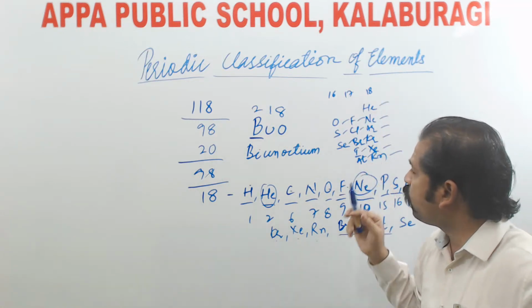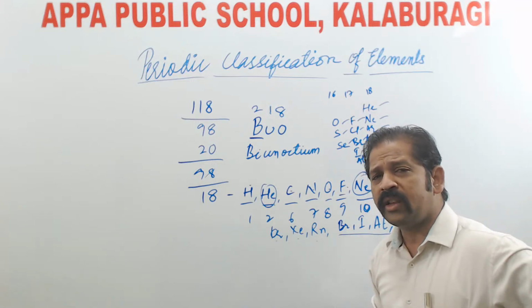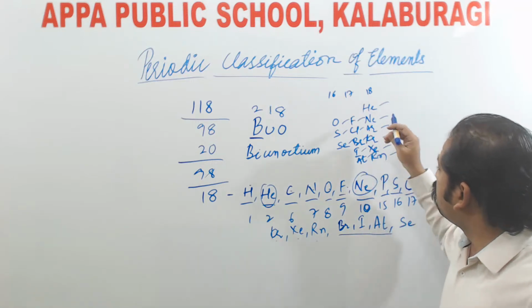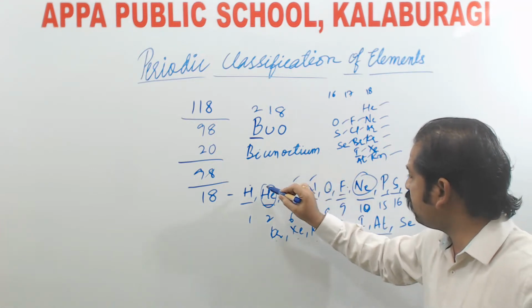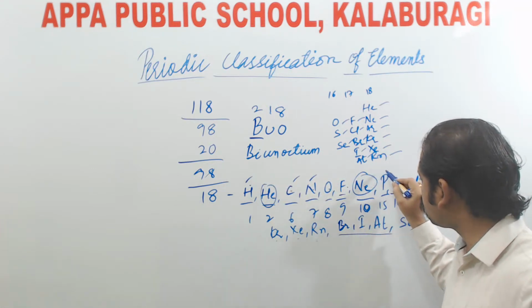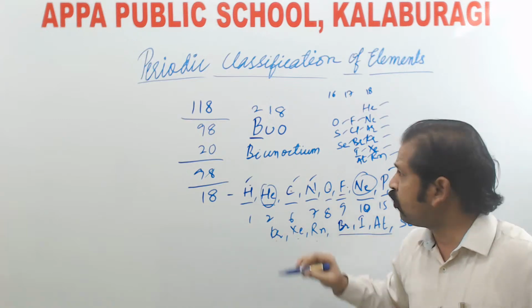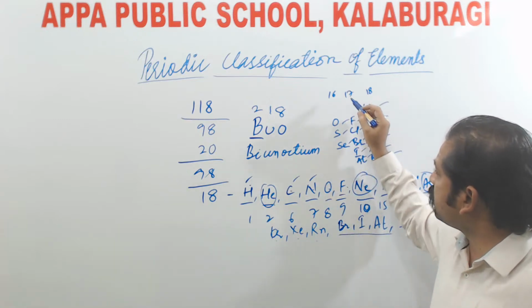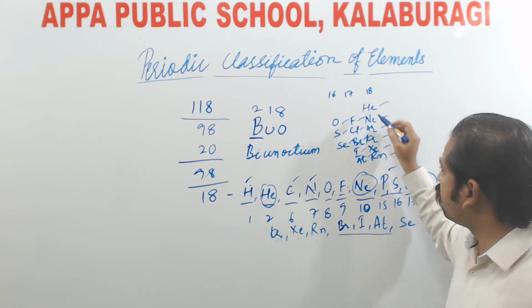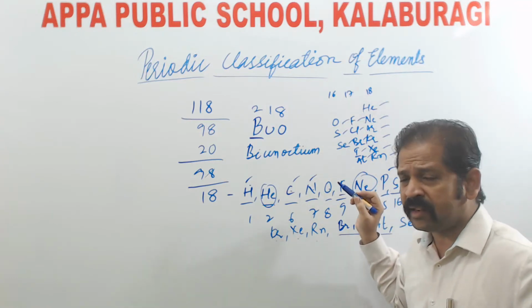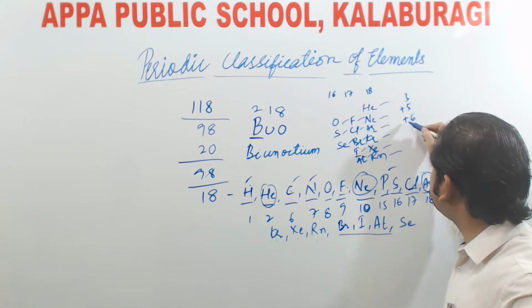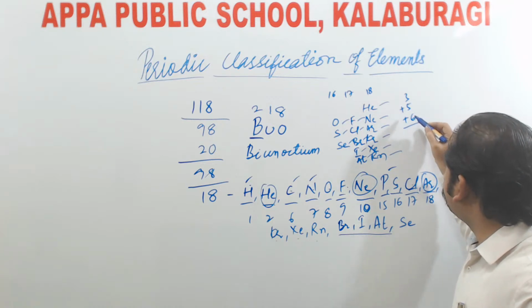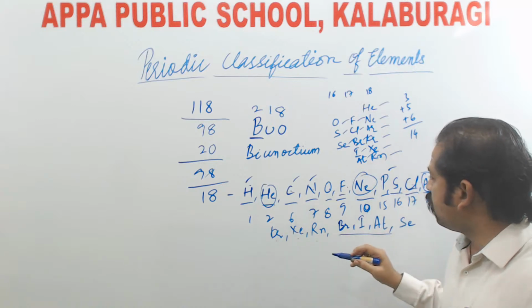We are having 14 elements. What is remaining now? One is nitrogen, carbon, hydrogen, phosphorus. Group number 16, 3 are there. Group number 17, 5 are there. Group number 18, 6 are there. 3 plus 5 plus 6 will become 14.